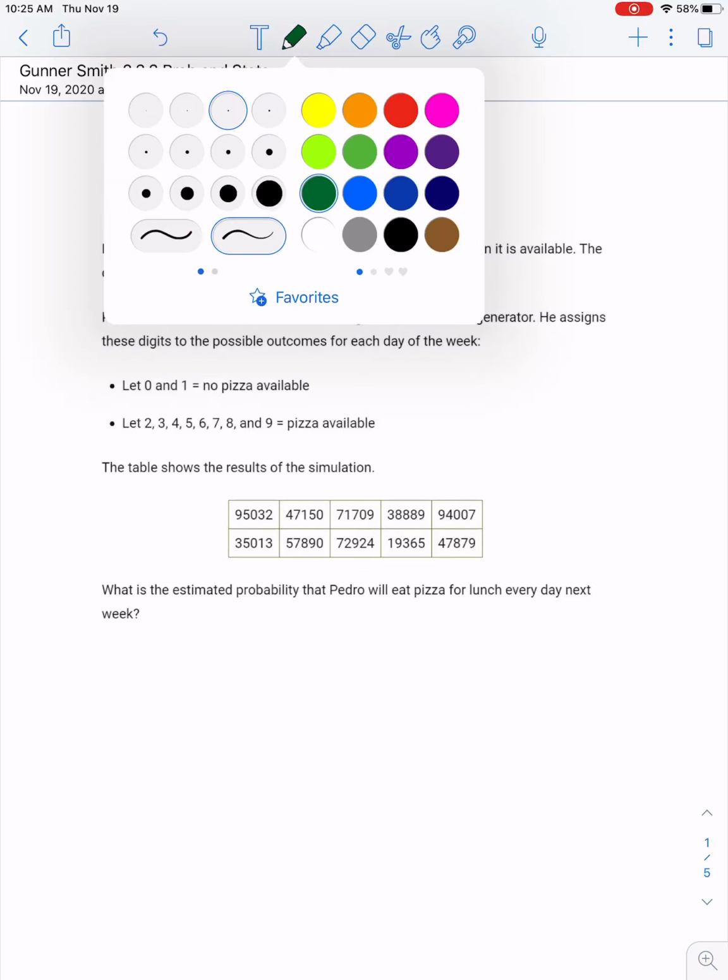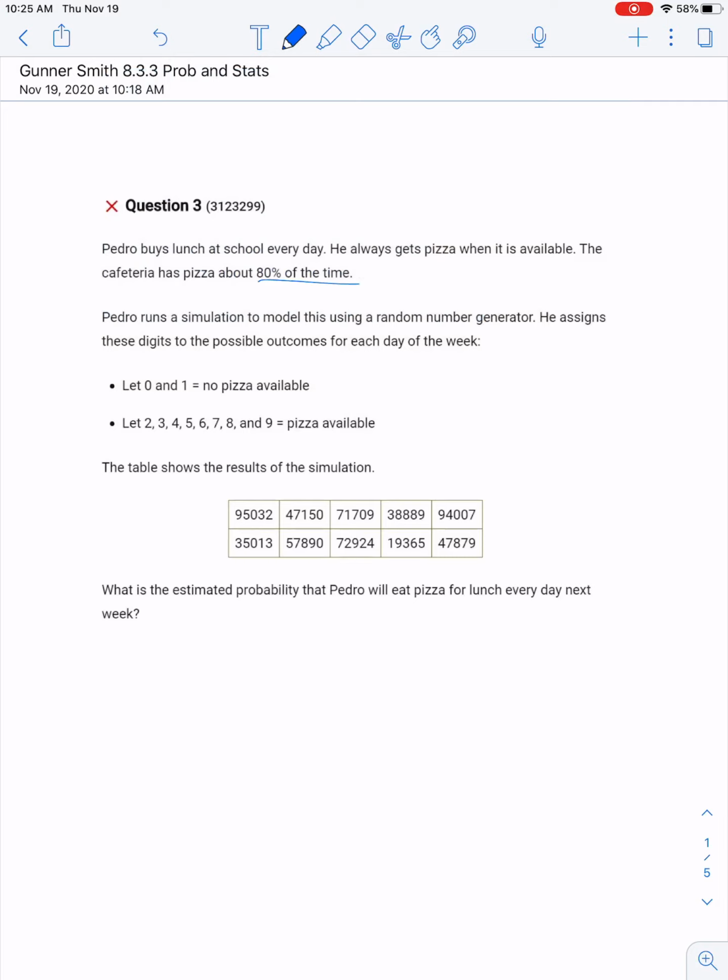So I'm going to explain where this simulation comes from, and this is important: 80% of the time. Pedro runs a simulation to model this using a random number generator. He assigns these digits to the possible outcomes for each day of the week. Let 0 and 1 equal no pizza is available. Let 2, 3, 4, 5, 6, 7, 8, 9 equal pizza is available.